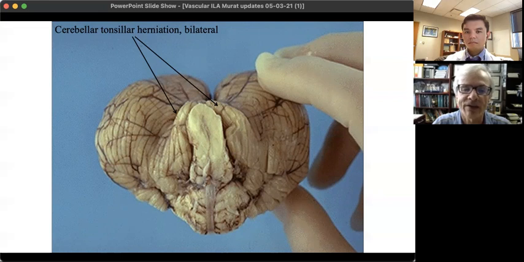Now we're talking about another type of herniation. This is called cerebellar tonsillar herniation. It usually occurs in posterior fossa space-occupying lesions, mostly tumors. And what is happening is the cerebellar tonsils are trying to go into the foramen magnum downwards, following the medulla and brainstem. One scenario where I commonly see this is a clinical scenario.